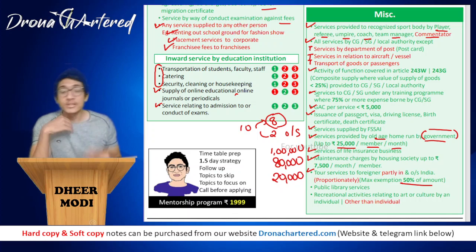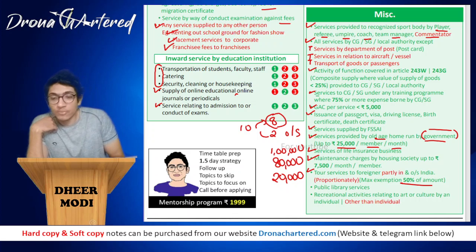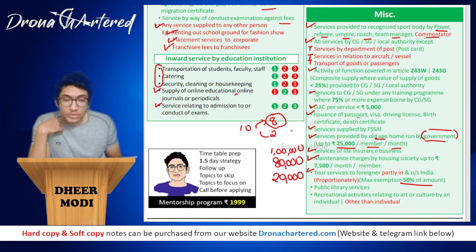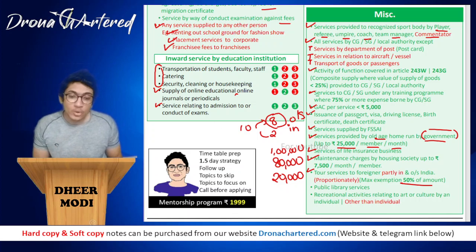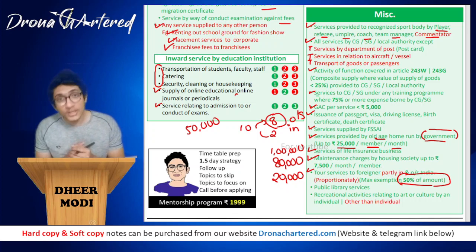Now imagine, what if this was the other way around? What if 8 days were outside India and 2 days in India? In such a case, you cannot claim exemption for 8 days because you are only allowed 50% of the amount. So the maximum exemption that you will be able to claim is 50,000, even though ideally according to the formula you should be allowed 80%. Got it? But you will only be allowed to claim a deduction of 50,000, that is maximum 50% of the amount.